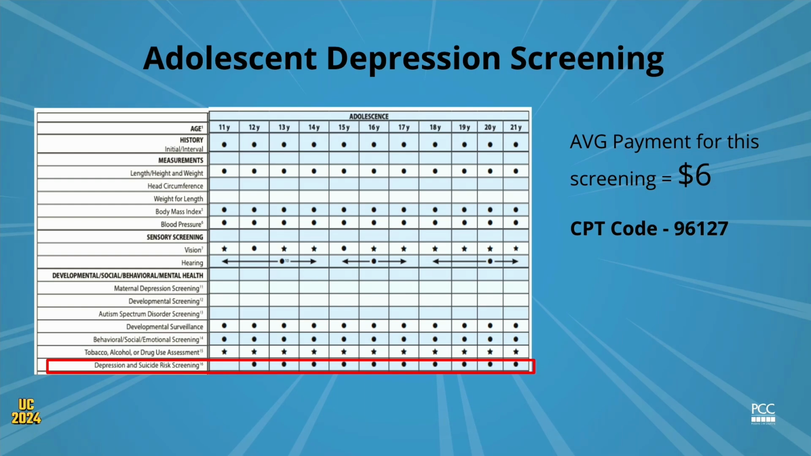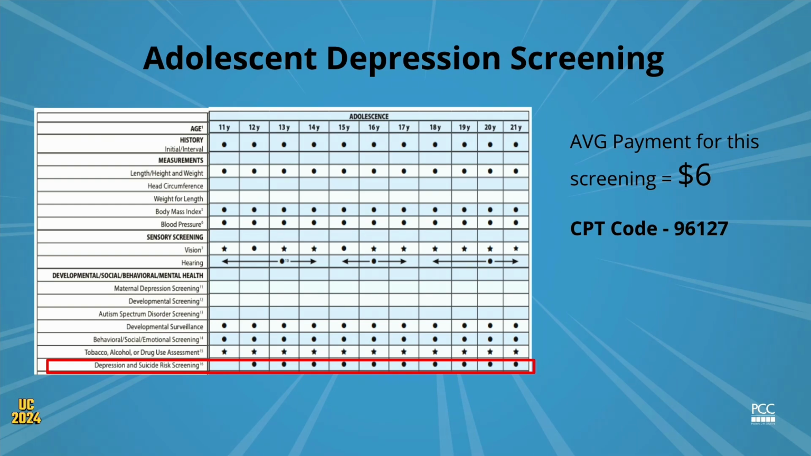And this is just showing you, in that Bright Futures periodicity schedule, starting at age 12, for all adolescents, you're supposed to give that once a year. There is a CPT code for it, 96127. Hopefully you're all billing for that. Average payment across all PCC clients, it's not much, but it's something. You should be able to get paid for this from your insurance companies.